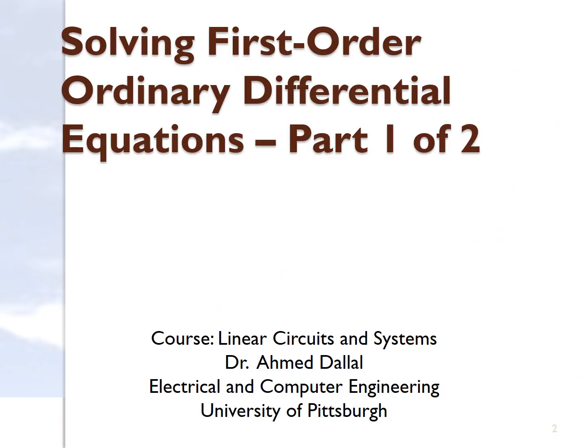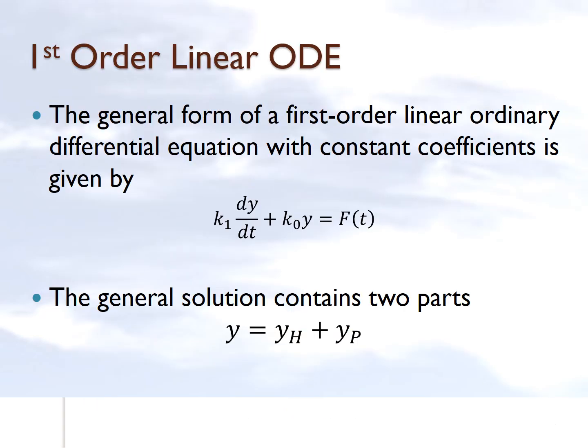Hello everyone. In this first part of the series, we will revisit the classical exact solution technique used to solve first-order differential equations. The nominal form for a first-order differential equation is given by this equation here. So y is the dependent variable, t is the independent variable, k1 and k naught are some constant coefficients, and f(t) is a function of time. Our purpose is to find an exact solution for y of t that satisfies this differential equation.